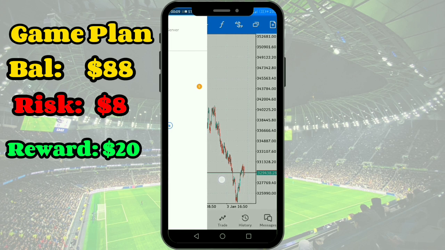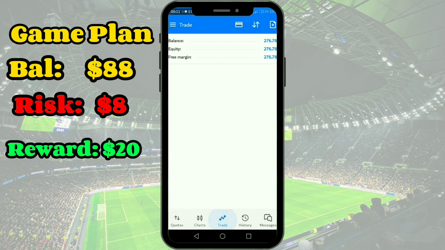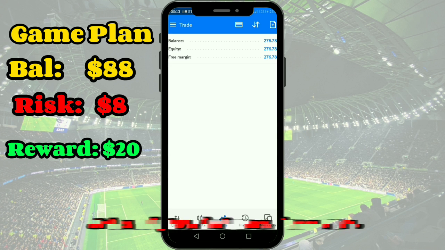But for me, this is a very small account. There's no way that I'm going to be risking 1% on an $80 account. If I was trading 10,000, 50,000, or 100,000, I would be risking 1% on each and every trade. But in this case, I'm risking 10% for each trade.